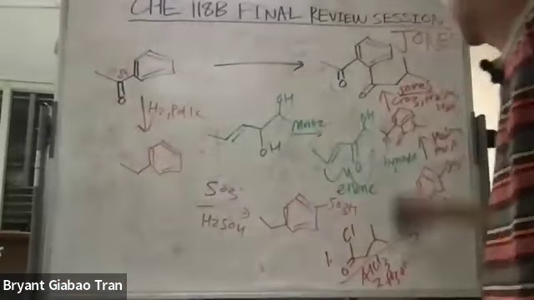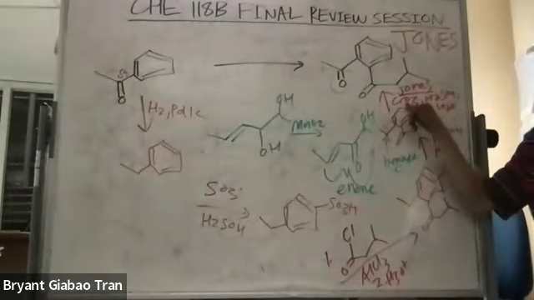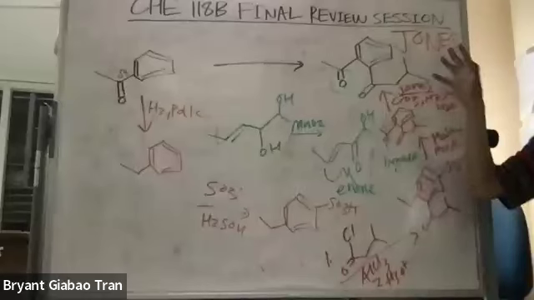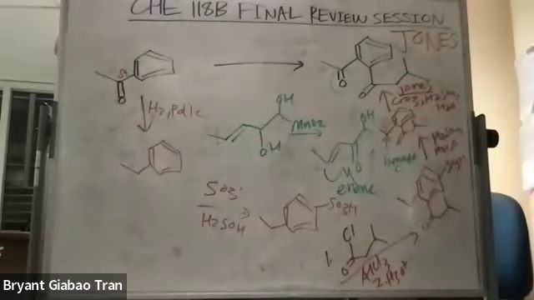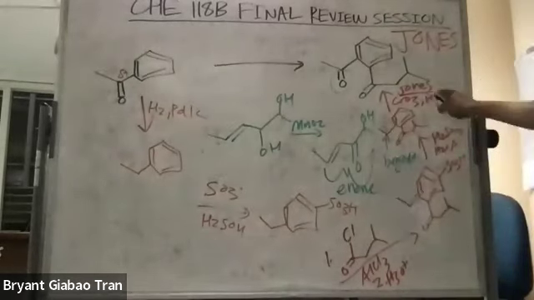Where does the oxygen come from when you react with Jones? The oxygen will come from, I think, the oxygen from chromium, but I did not learn the mechanism, so I don't know how the whole mechanism works. I don't think you need to worry about that mechanism.